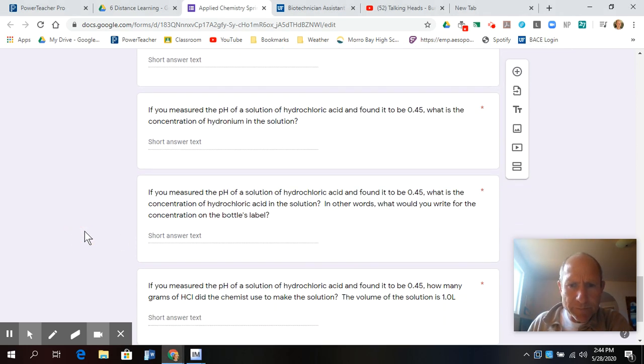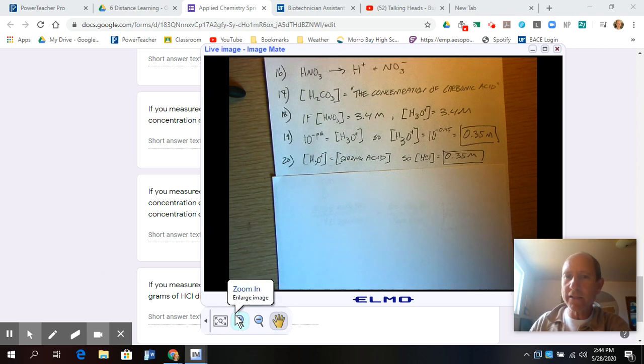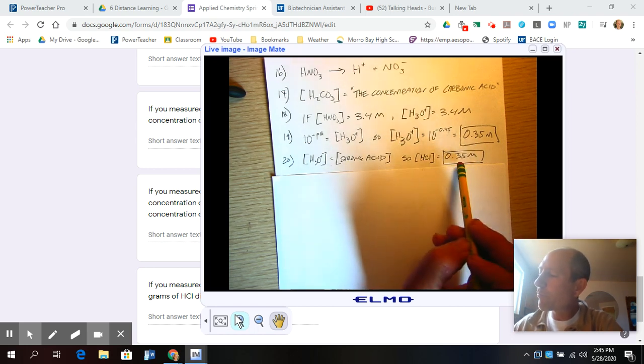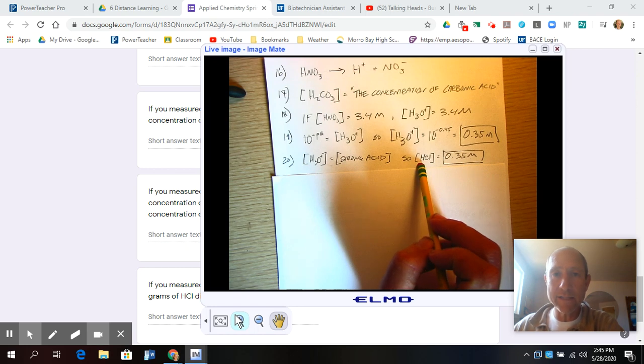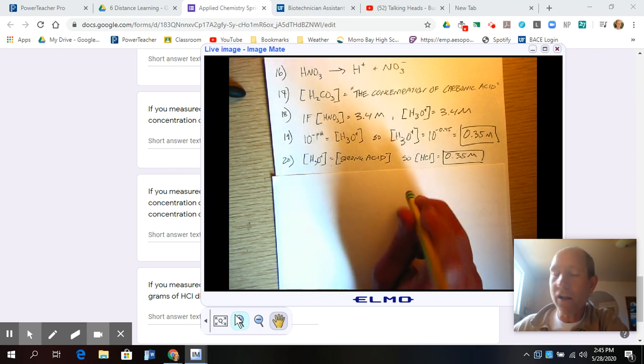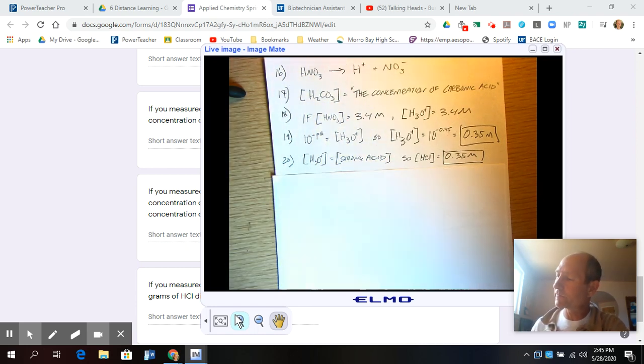Okay, what are we on now? If you measured the pH of a solution of hydrochloric acid and found it to be 0.45, what is the concentration of hydrochloric acid in the solution? In other words, what would you write on the bottle's label for the concentration of hydrochloric acid? So hydrochloric acid is a strong acid. So if you have 0.35 molar hydronium, then you have 0.35 molar hydrochloric acid. That's just the deal. The deal with strong acids and strong bases is that the concentration of the strong acid is equal to the concentration of hydronium in that solution.